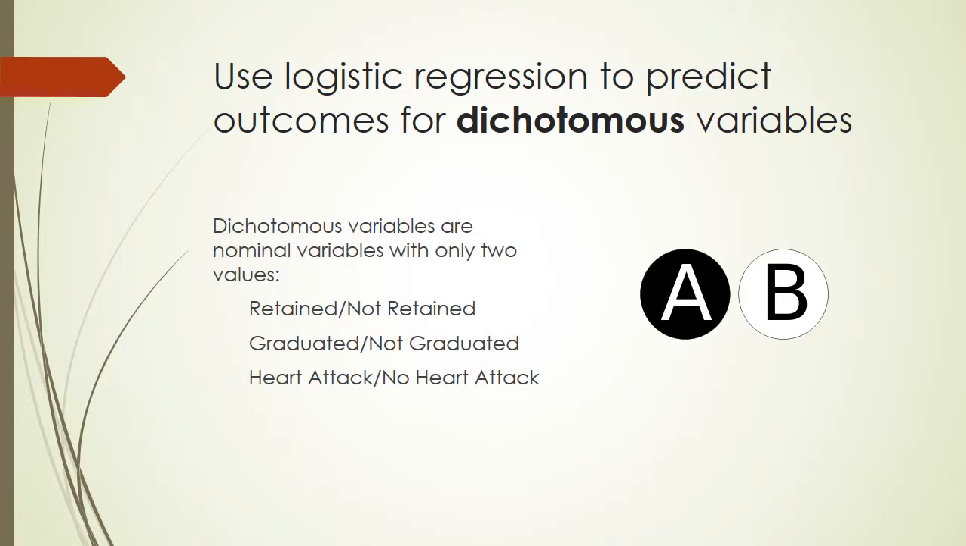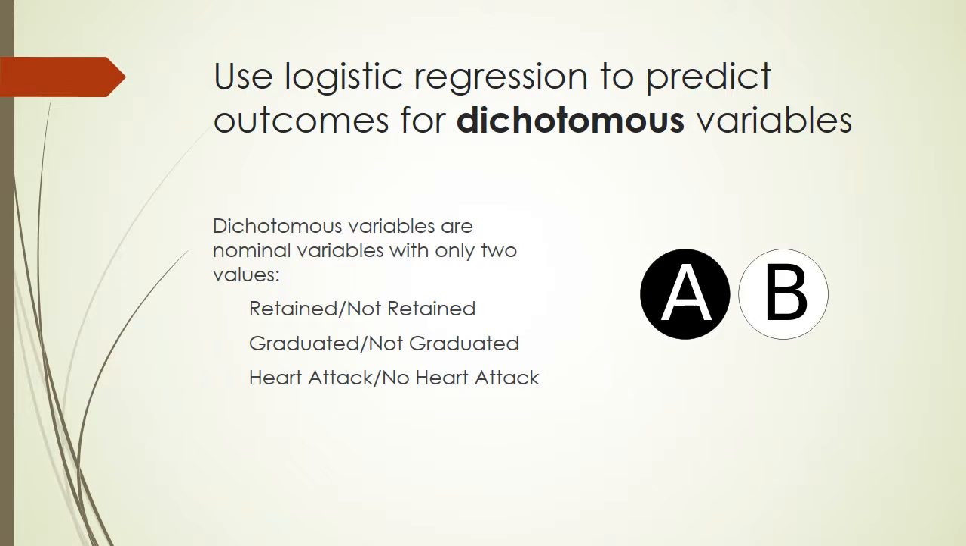Logistic regression is widely used in higher education because we're often concerned about dichotomous outcomes. And dichotomous just means that there are two available values. Like, how do certain factors affect whether or not we retain students? Retained or not retained? What factors affect whether or not they graduate? Will alumni make a donation or not?